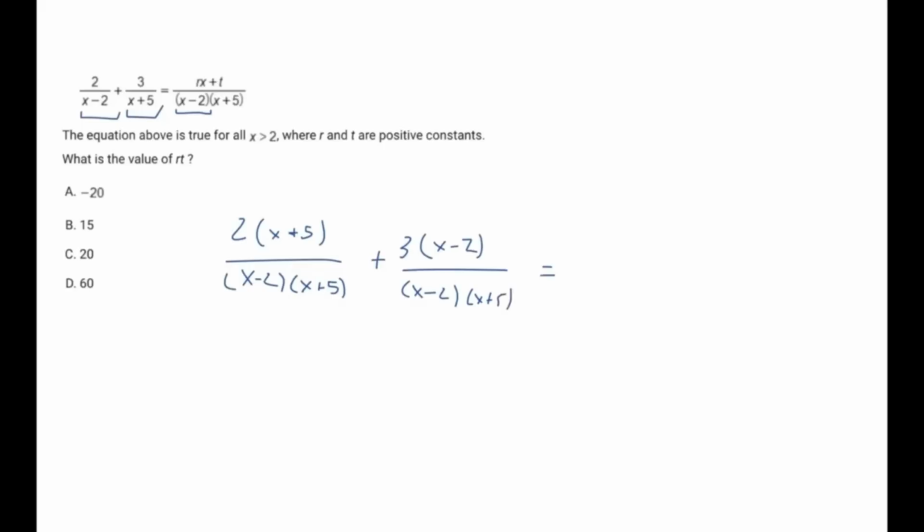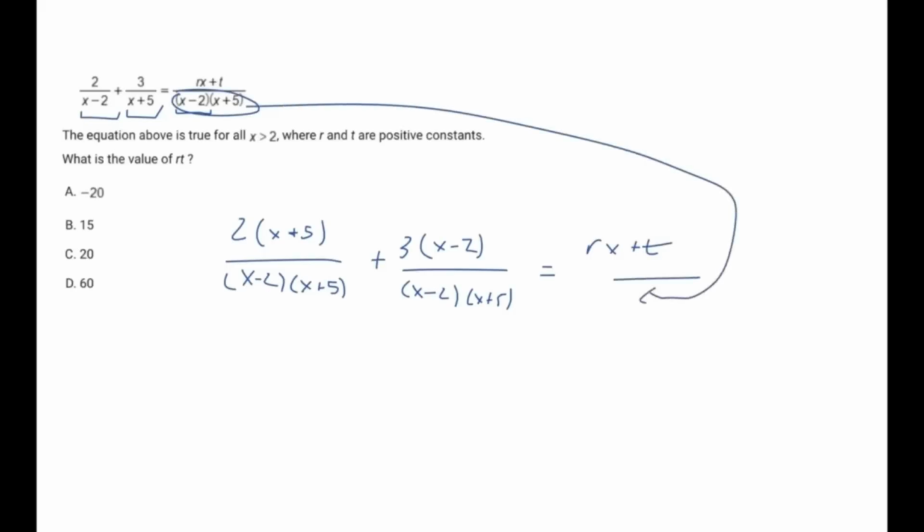And this is going to equal rx plus t. And because we already have this here, they give this to us. So this is all going to be the same, x minus 2 times x plus 5 as the common denominator. And so what we can do is just get rid of it. So all this at the bottom dies. And so now we're left with the following on top, 2 times x plus 5 plus 3 times x minus 2 equals rx plus t.